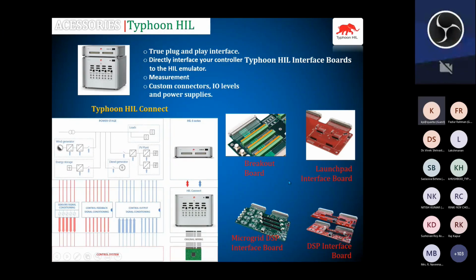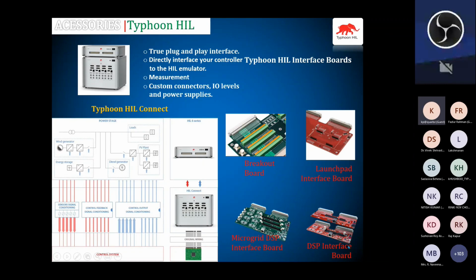Then among the other accessories we have the breakout board. The breakout board is just like a simple PCB where we do wiring connections. Similarly here also we make the same sort of connection. It has 192 pins, and you can connect. Then we have the launch pad interface board, DSP interface board, and microgrid DSP interface board. Those who are more towards the power electronics side and want to use them can use TI cards from the Texas family.